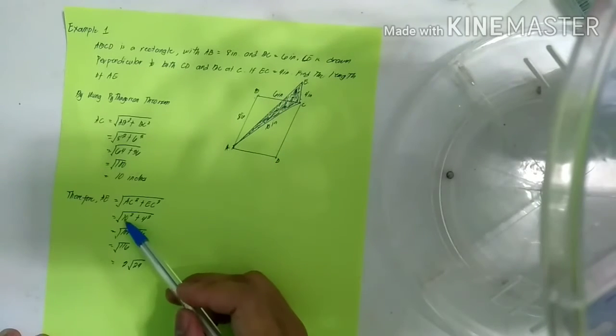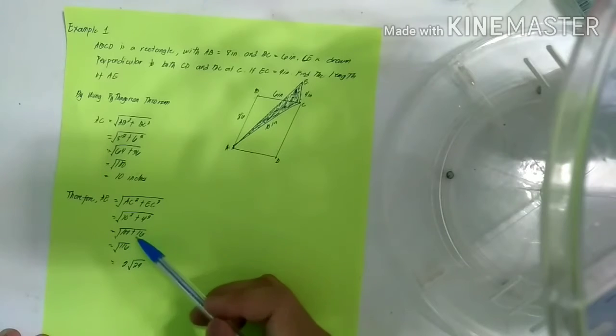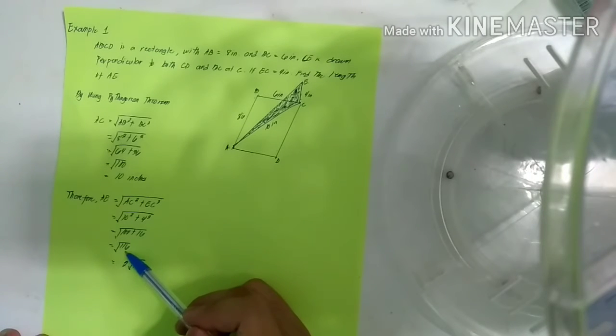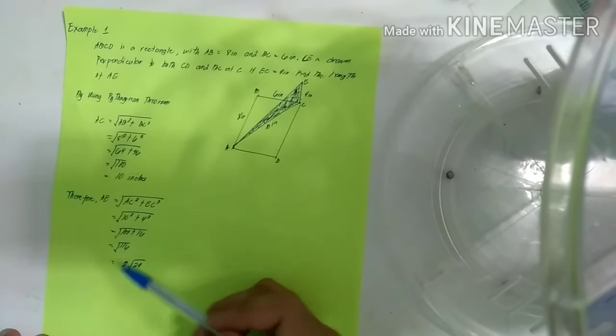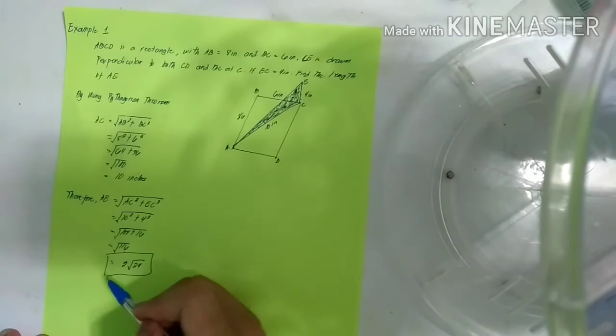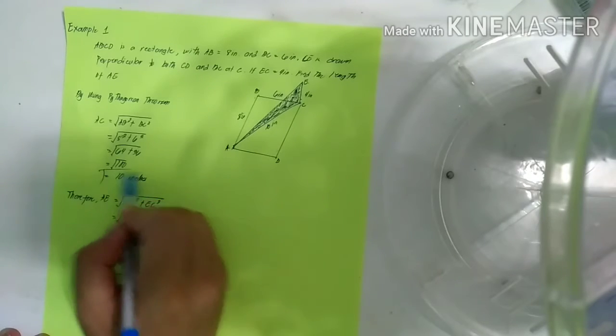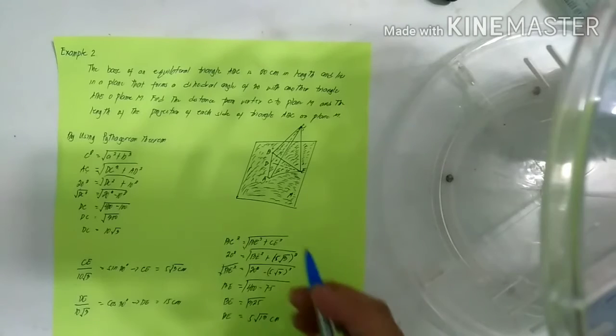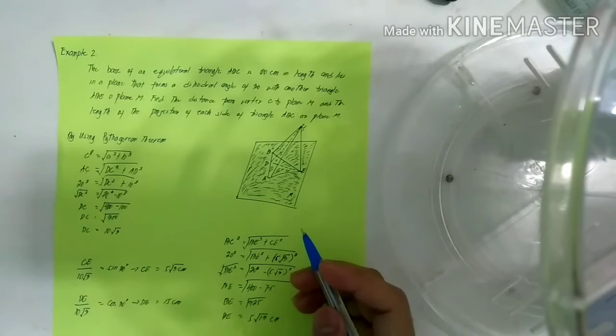So 10 squared, that is 100, and also 4 squared, that is 16. So we have to add this one. So 100 plus 16, that is 116. So square root of 116, that is 2 square root of 29. So this is our AE and this is our AC, the hypotenuse.